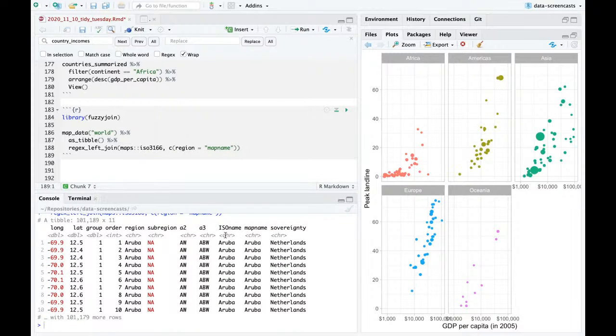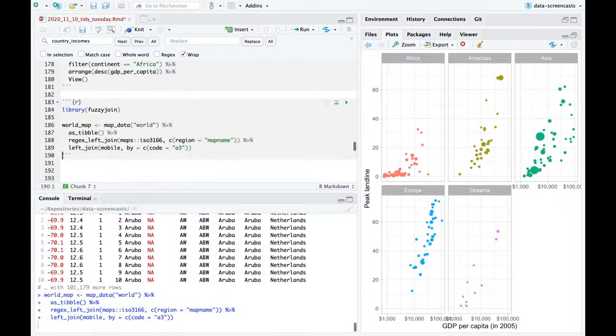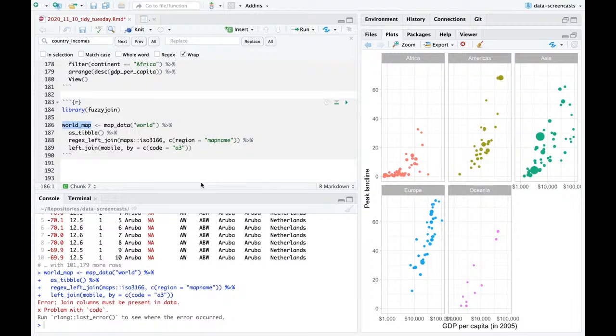Yeah, I find it very frustrating, but I need to get this A3 in. So I'll call this world map because now I can actually. But now that I have that, I can left join it on, let's say, not all the data, but just the mobile data. And by code equals A3. I did that backwards. A3 equals code.